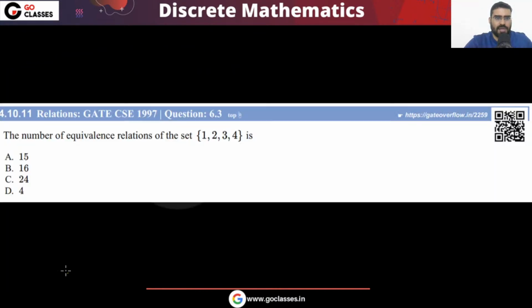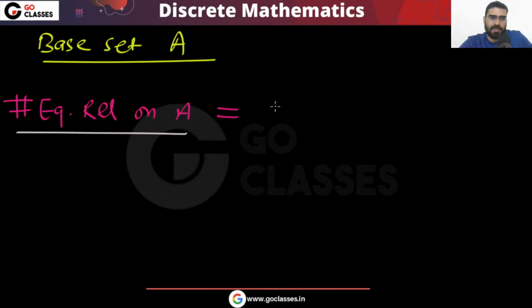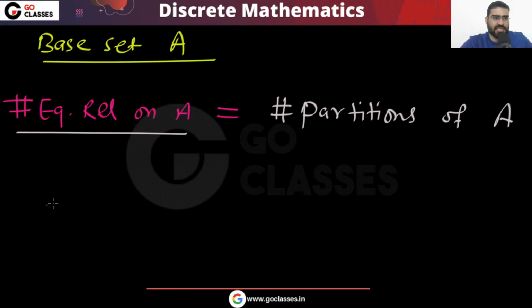Now let's see this one. Number of equivalence relations. How to calculate the number of equivalence relations? Let me tell you, if you want to calculate the number of equivalence relations, then that is equal to the number of partitions. For example, if you have a base set A, then the number of equivalence relations on A will be the same as the number of partitions of A. How many partitions can you create of A?